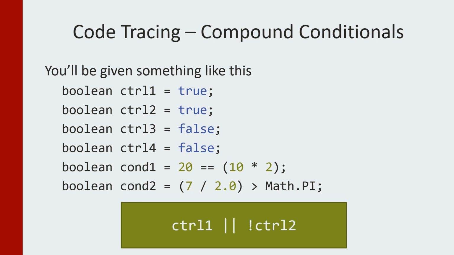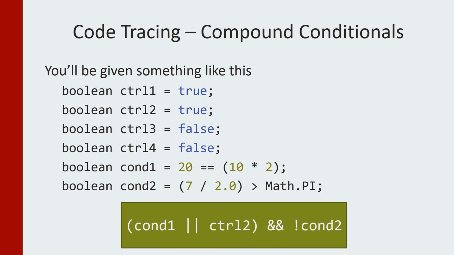Let's say I have control 1, which is true, ORed with not control 2, which is not true, therefore it is false. Since this is an OR, I know that at least one is true, so the overall thing will be true. So these give some examples of different things where you have to work out the logic, maybe step by step, to be able to trace conditionals.